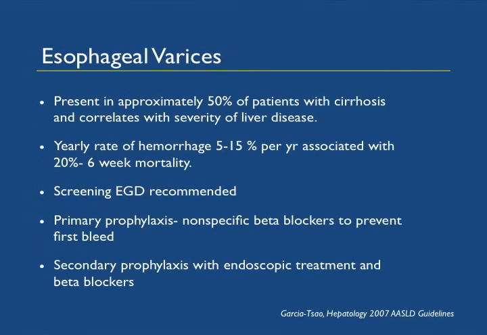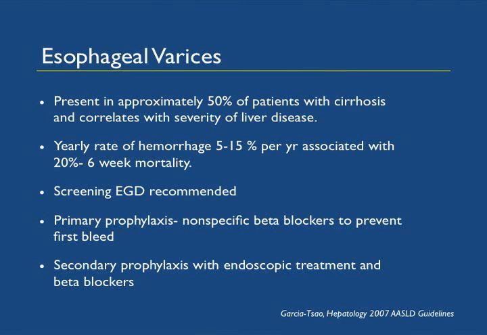In addition to treating the underlying liver disease, addressing the manifestations which can occur as a result of cirrhosis is important. Gastroesophageal varices are present in approximately 50% of patients with cirrhosis, and the incidence increases with the severity of liver disease, such that 40% of patients with Child A cirrhosis have varices, but this increases to 85% in patients with Child C cirrhosis.